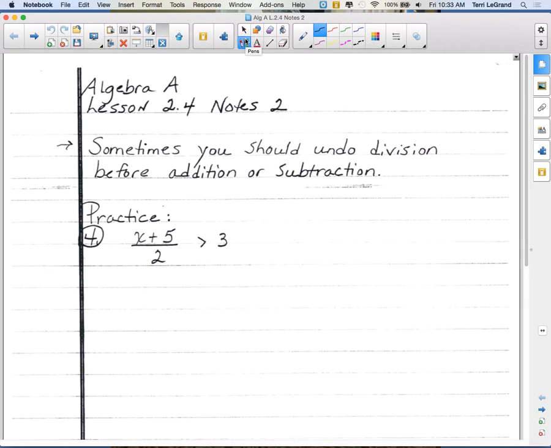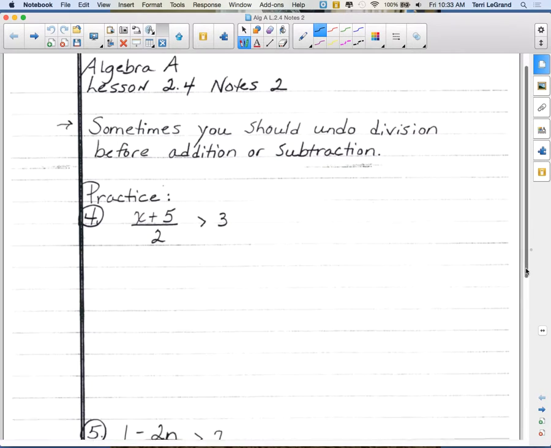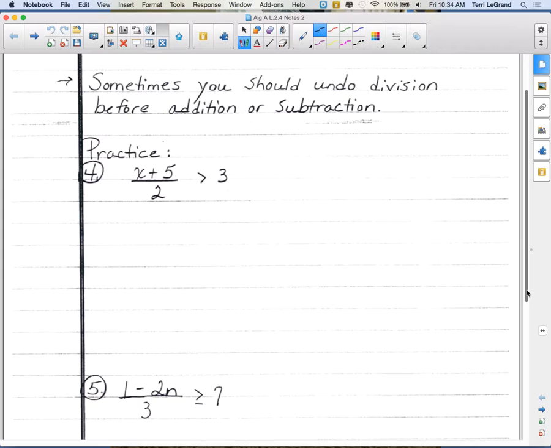Okay, so as we continue on in lesson 2.4, typically what we do is we undo the addition or subtraction first. Today, when we see a problem like this, we're going to undo that division first, and then we'll worry about other stuff. When we have a problem like number 4, a carry-on from yesterday's notes, x plus 5 is in the numerator of a fraction. The part that has the variable in it is in the numerator, and it's being divided by something. We're going to undo that dividing by 2 first. That's going to be our first move.